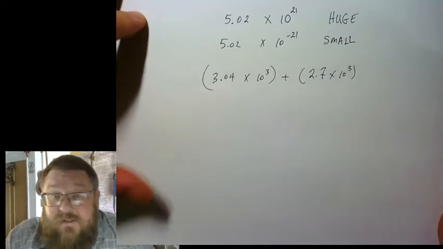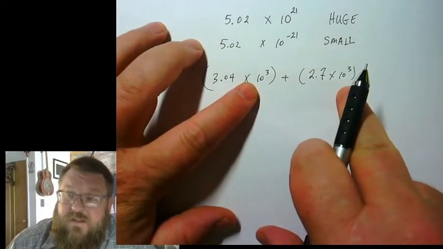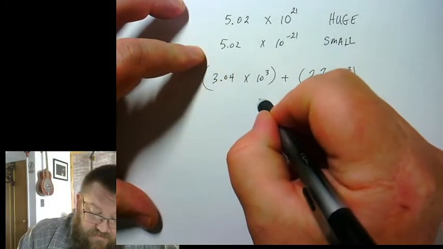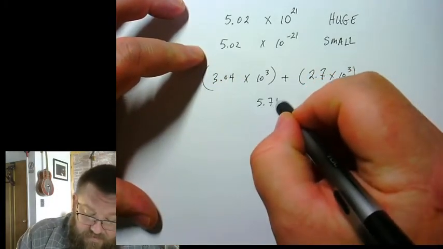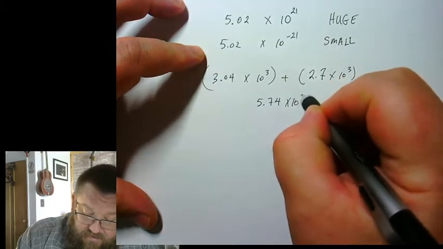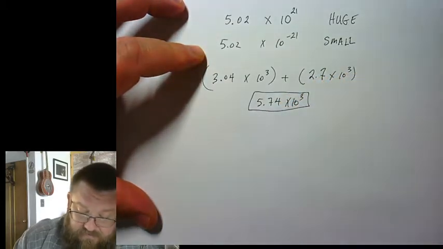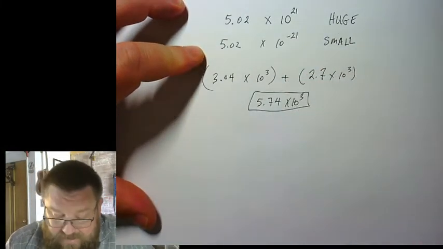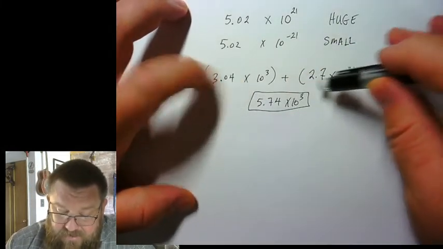Check this out without a calculator. You see how they're both 10 to the third? That means we could add those coefficients. That would give us 5.74 times 10 to the third. That's what that would equal. Do you see how that works? Because they are exactly the same, exactly the same unit. These are the coefficients.